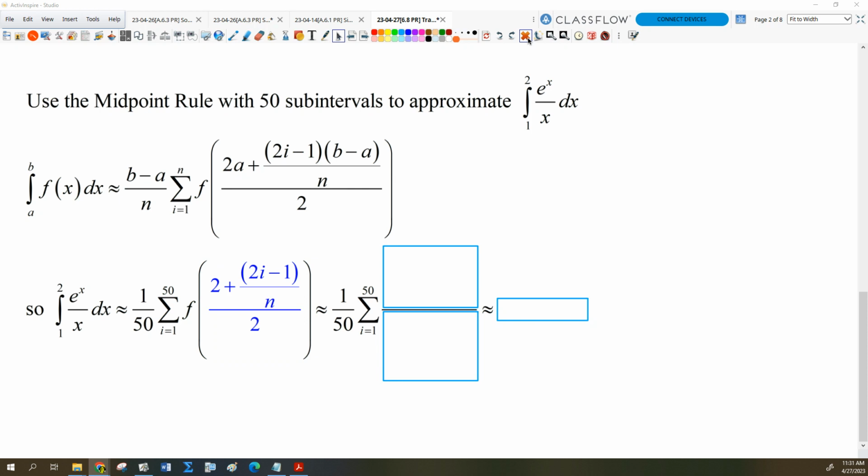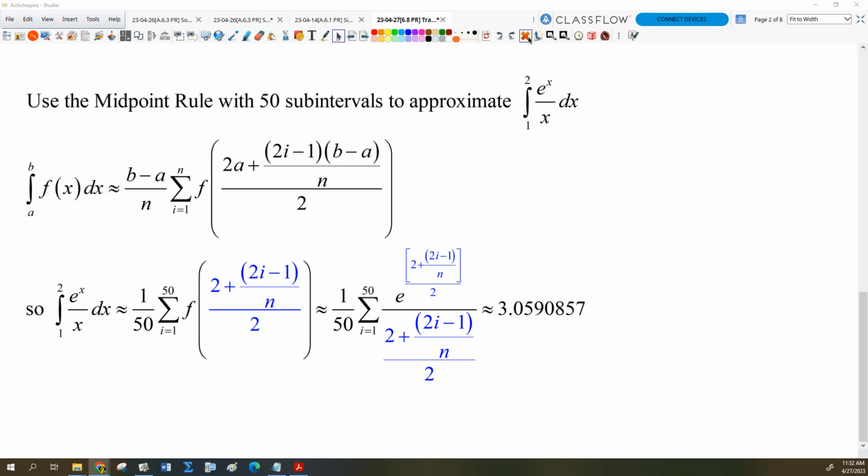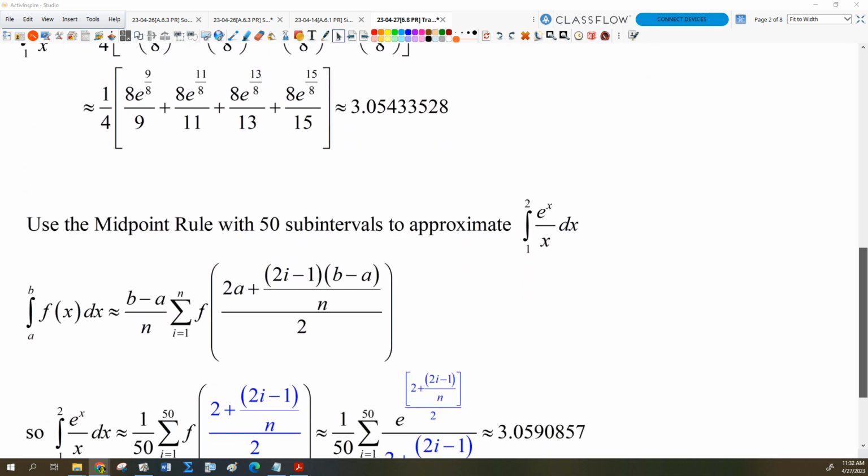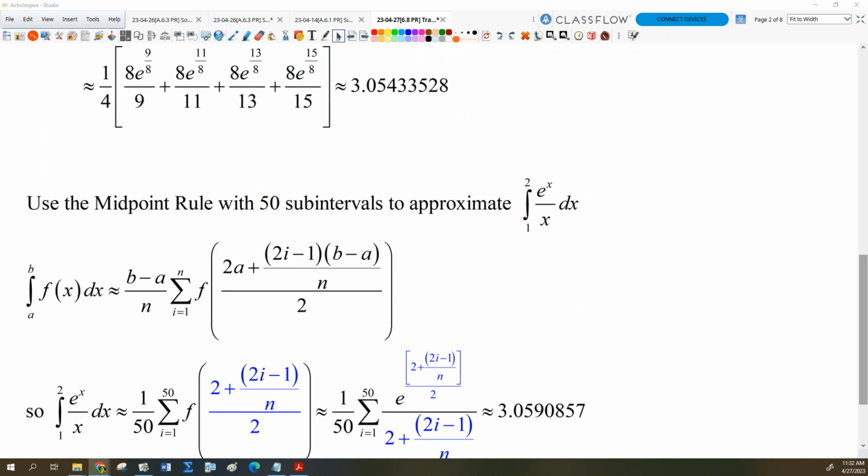And now let's plug in what the actual function is. Well, f of x is e to the x divided by x. So there's e to the x divided by x, right? Now I would just plug that into technology to sum that for me. And if I do that, I get that answer, which is more accurate than that answer, right? With 4 midpoints, that's what we got. With 50, that's what we got. So we improved. Okay, make sense?